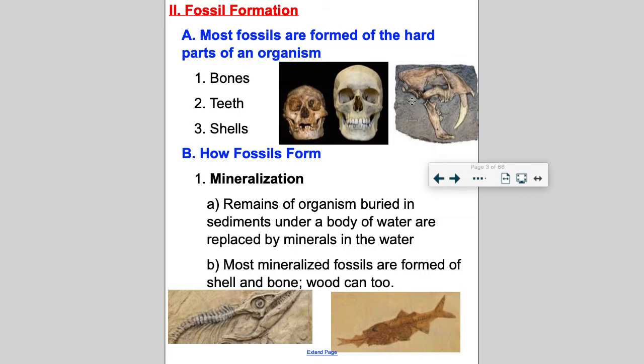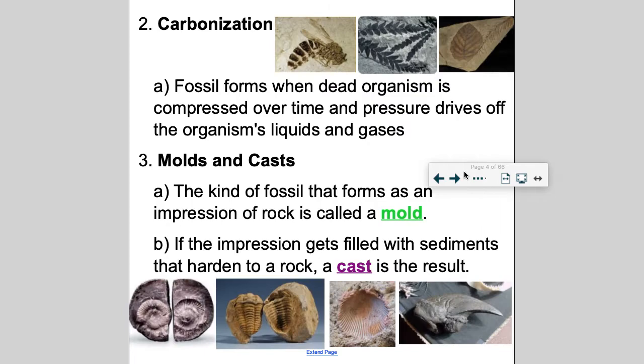Okay, so mineralization. The organism becomes a mineral, a rock. It turns into a rock. Okay, next one's called carbonization.